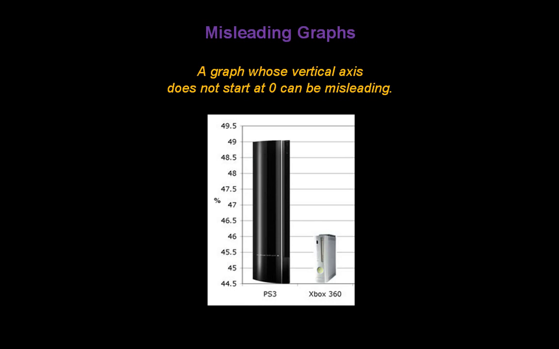Here's a graph comparing the popularity of the PS3 to the Xbox 360. They're using the game units as icons in the graph. Looking at just those icons, it looks as though the PS3 is 3 times as popular as the Xbox 360. But this is misleading because the vertical axis doesn't start at 0.